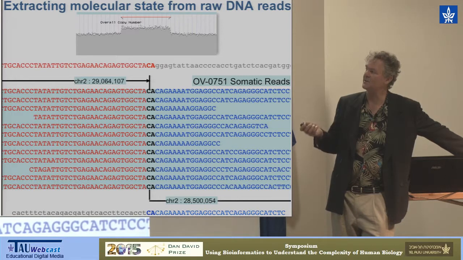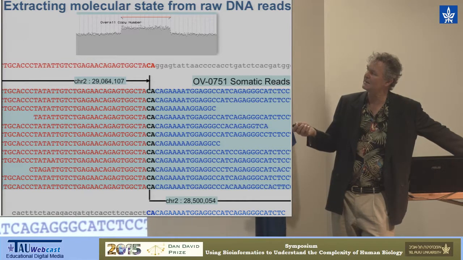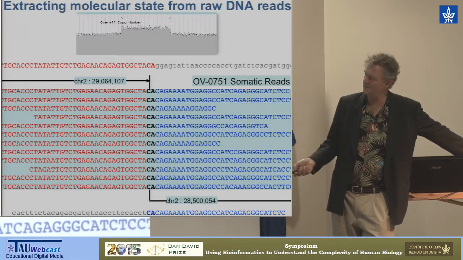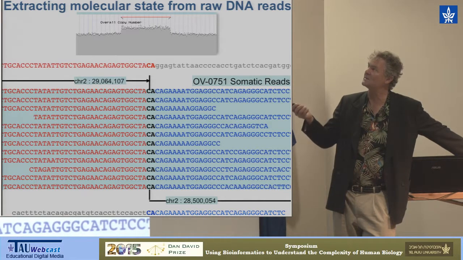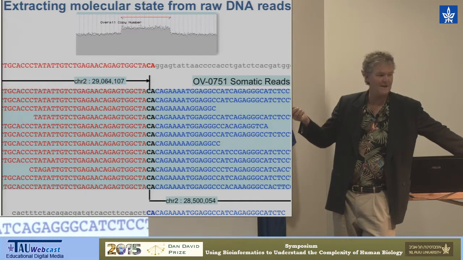And you can actually zoom in on these reads, and you can find a place where what's normally chromosome 2 at about 29 million goes along and switches from red to blue to chromosome 2, 28,500,000. So it's like it's jumped back on itself. We were reading here in the genome, and then we jumped back and we started reading here.